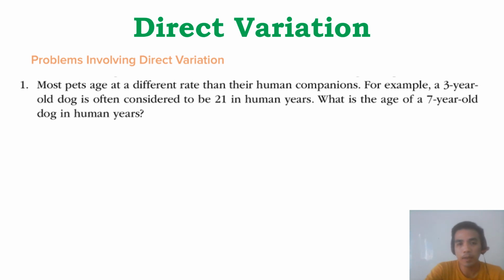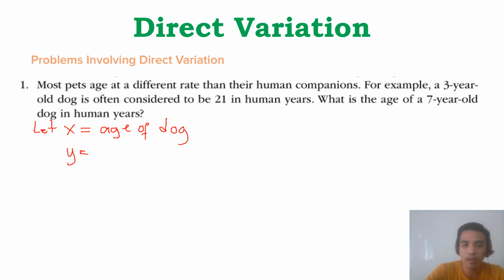So wala tayong given na mga variables, di ba? So first, let's represent muna nung mga quantity. Let x be the age of the dog, and let y be the human equivalent age ng aso. Okay, so let's have the equation. First write the equation: y is equal to kx.